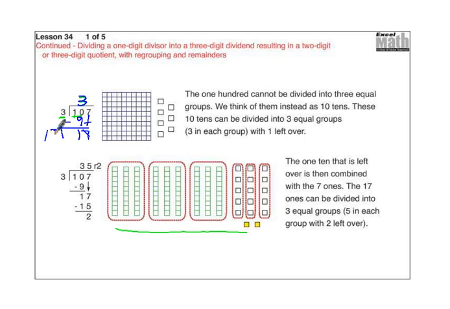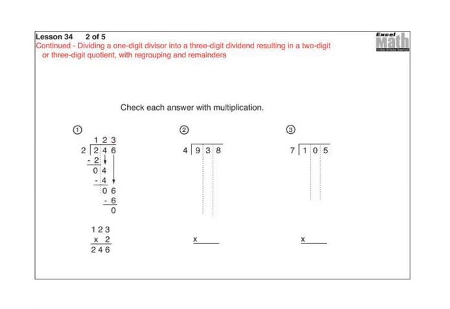And so now we put 3 into 17. 3 goes into 17 5 times. 3 times 5 is 15. 17 minus 15 is equal to 2, and so we get a remainder of 2. Hopefully the pen stops doing that, but let's move on to the next page.